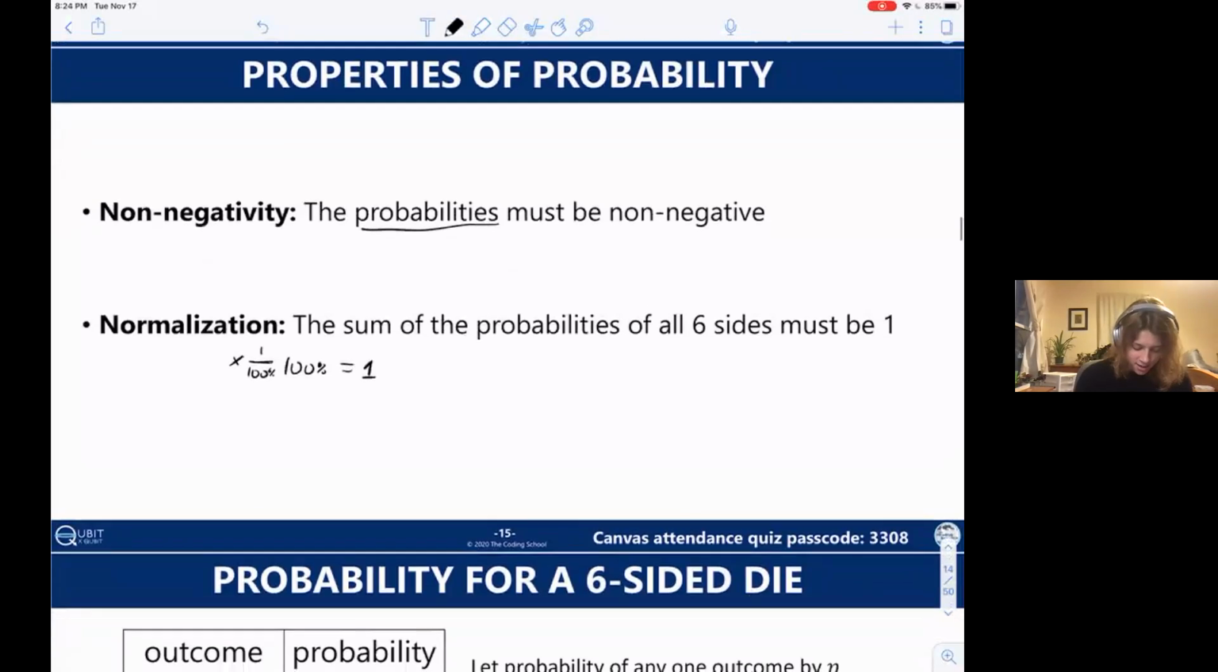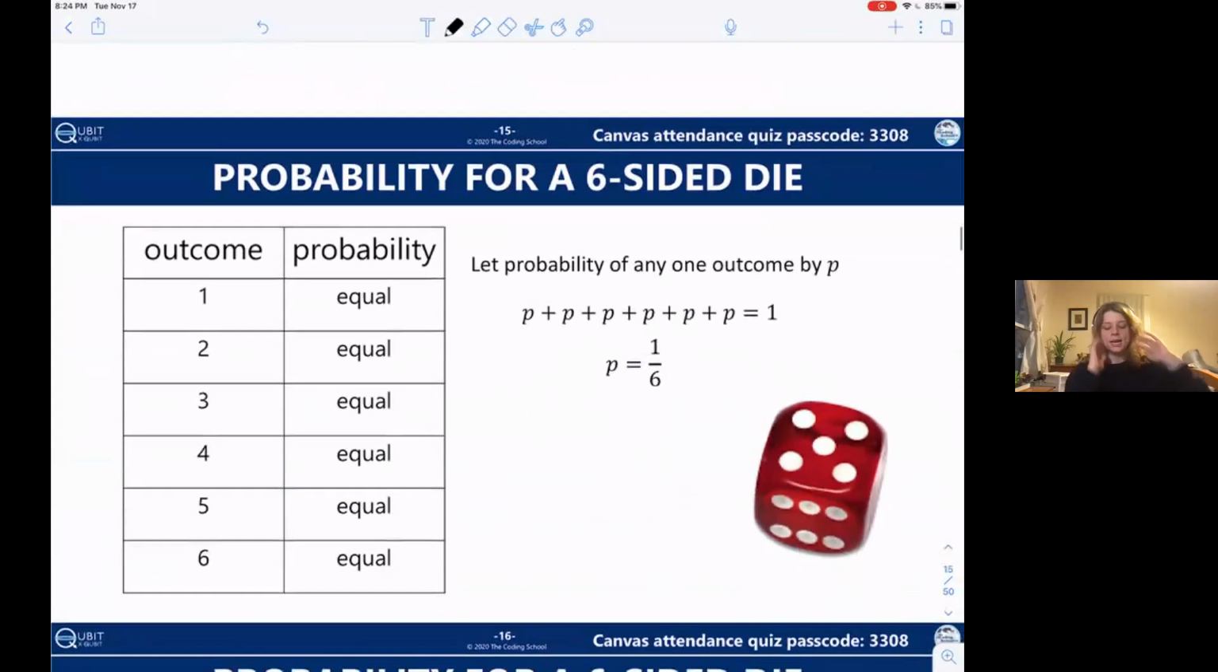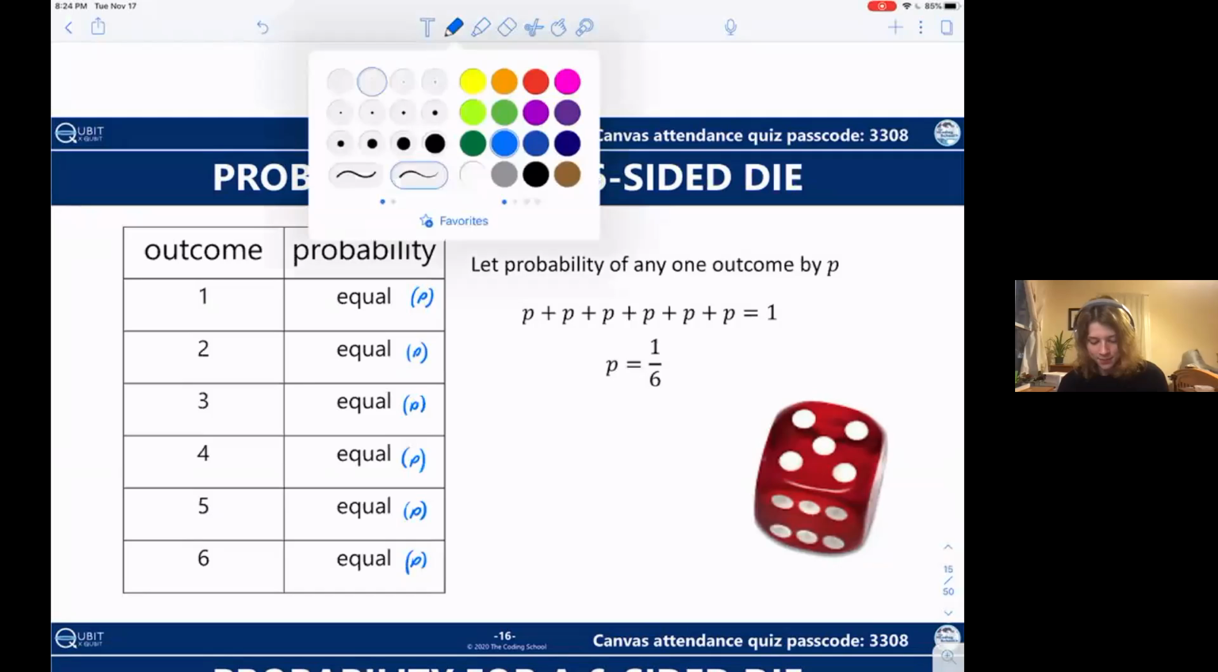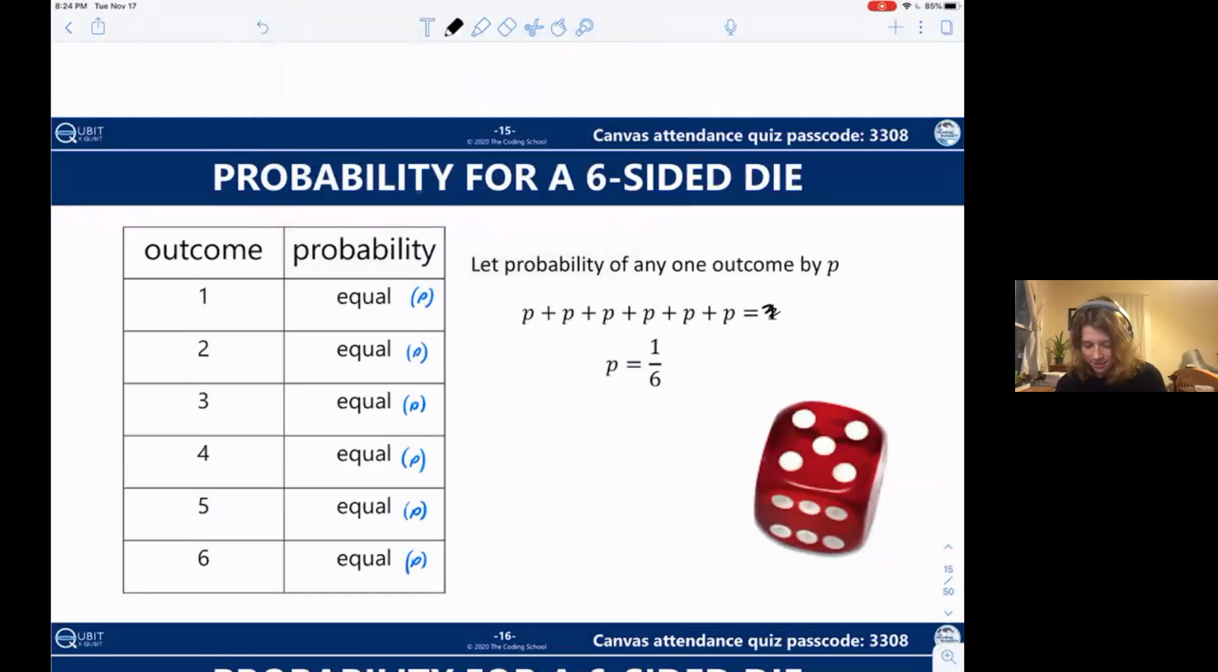So for the probability of a six-sided die, we know that all of these probabilities must be equal. So we can take each of these probabilities to be P. The probability of this is P, the probability of this is P, all the way down. And we want to sum up these P's to be equal to 1. I don't like how this is written out, so I'm going to write this as 6P equals 1. Then you just invert that equation to get the final answer: the probability of each outcome is 1/6.